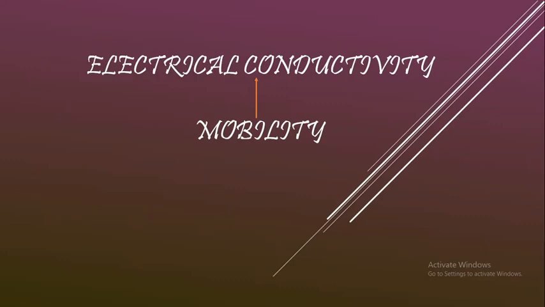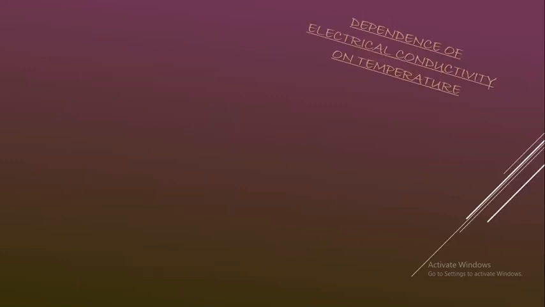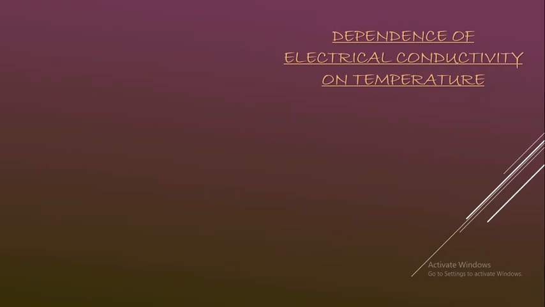So today we are going to study the dependence of electrical conductivity as well as mobility on temperature. First, let us study how electrical conductivity depends on temperature. That is, as the temperature keeps changing in a semiconductor, how will the electrical conductivity change? Let us study using the equation, and later let us plot it graphically and draw some conclusions out of it.